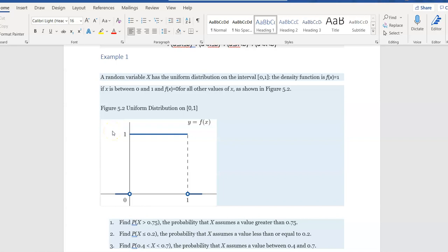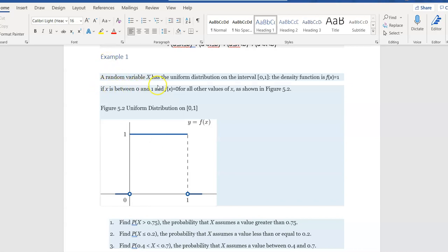Now, in calculus, you learned about area under the curve. In statistics, we are going to use the fact that if the area under a curve adds up in total to 1, then the probability is the same thing as the area under the curve. So let's take a look at example 1 here.